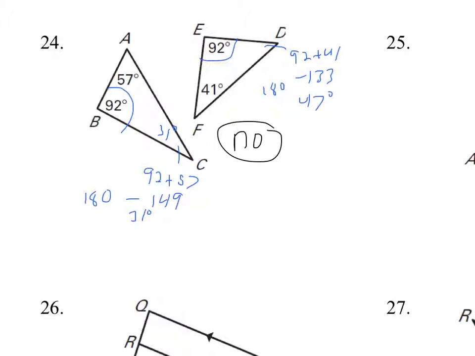These are not similar, and it's because not all three angles are congruent. If they were similar, all three sets of angles would be congruent.